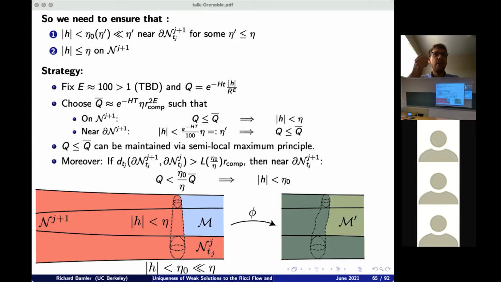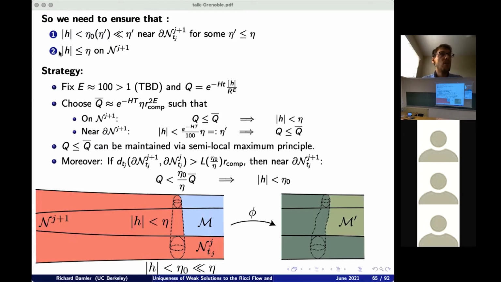All right. So let me just recap. We use the semilocal maximum principle in two ways. First of all, in order to maintain the desired bound that we need everywhere on the comparison domain, we use the standard semilocal maximum principle where alpha is, let's say, 1/2. All we want to say is that the bound Q is bounded by Q bar is maintained forward in time. So if that's true somewhere, then it's going to be true later.